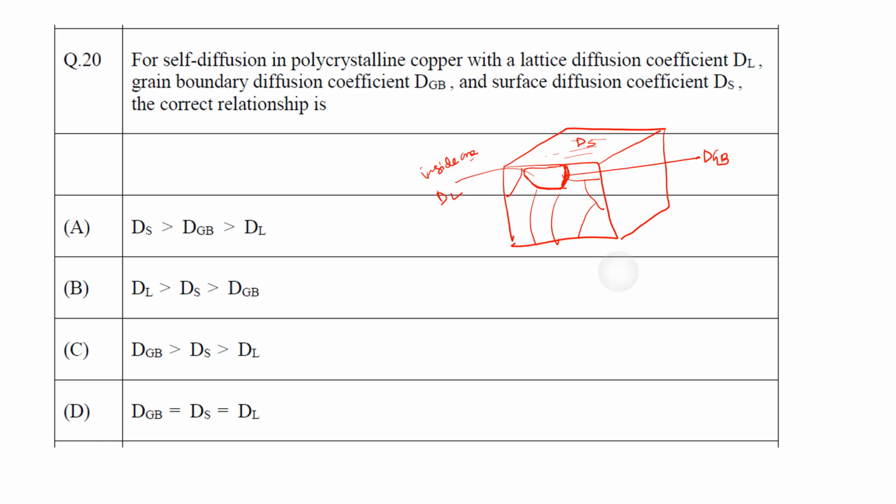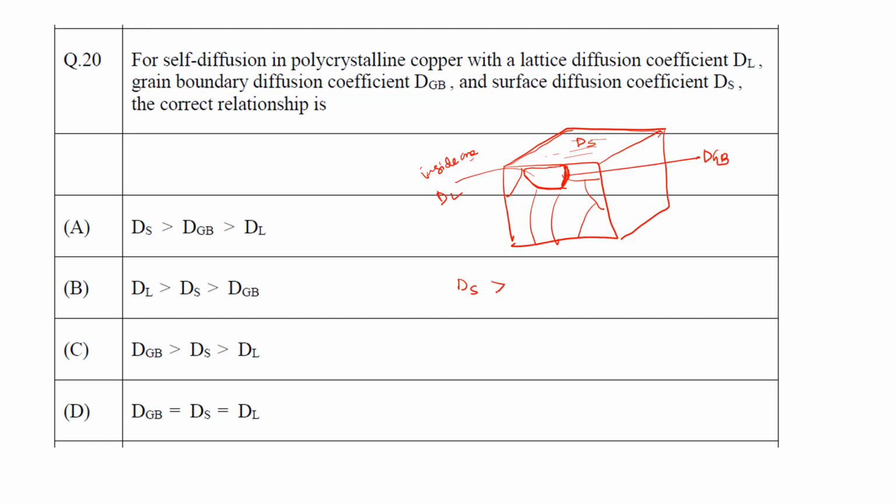So guys, we understand that this is the surface, and in the surface the number of broken bonds is very high, so that's why the atoms are more free over there for movement, so the movement can be very high. So Ds should be high.